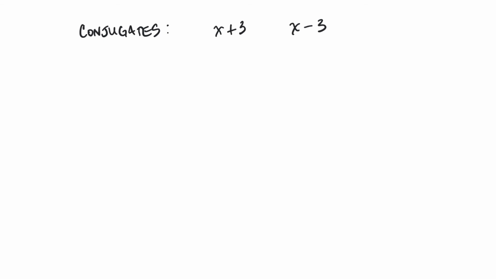Again, let's do some more conjugates. So you could have m plus 5, and its conjugate would be m minus 5. Or we could do 3x minus 2, and its conjugate would be 3x plus 2.